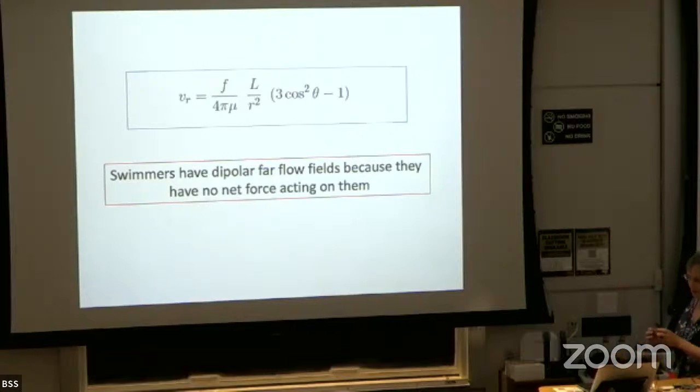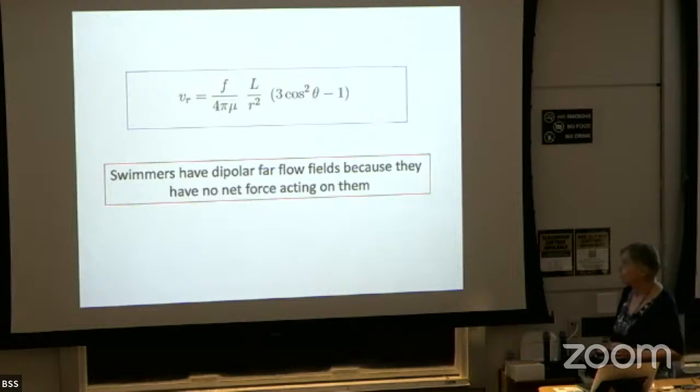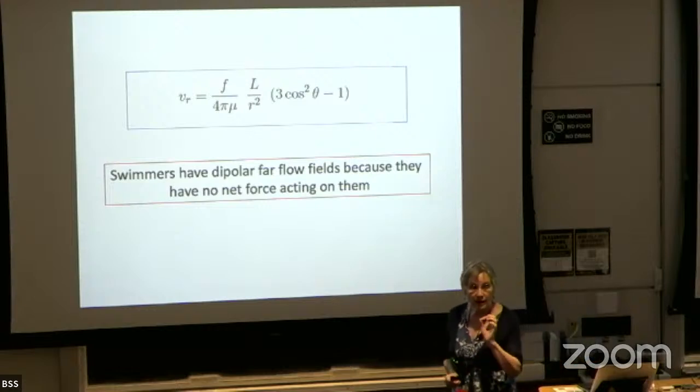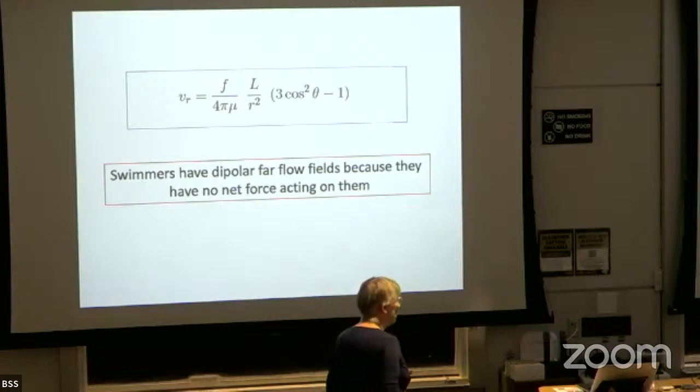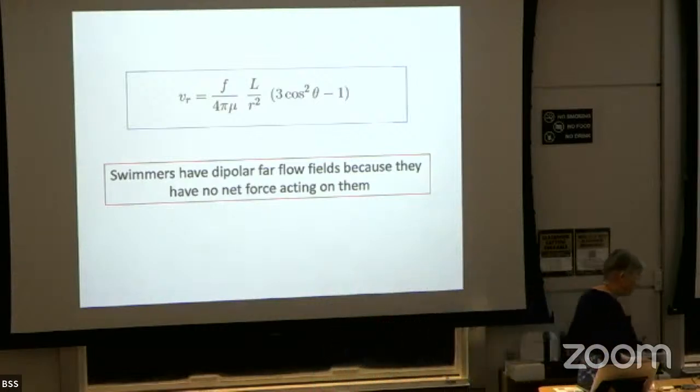Does it make sense? Well, yep, 1 over R squared. That's what we expected. It has an angular dependence, which you have to do the calculation to find out. And then up here, force times the distance between the forces. That's like a dipole moment, so we have a dipole strength for this field. So swimmers to leading order a long way away have dipole flow fields, and that's because they have no net force acting on them.